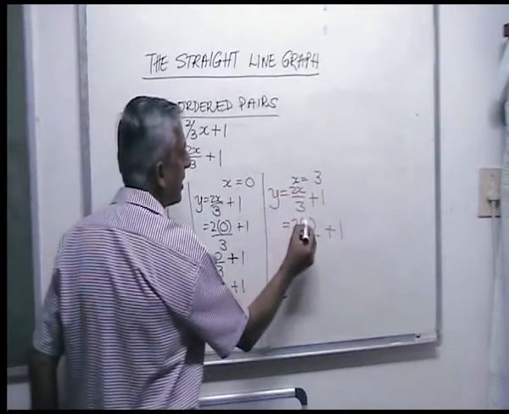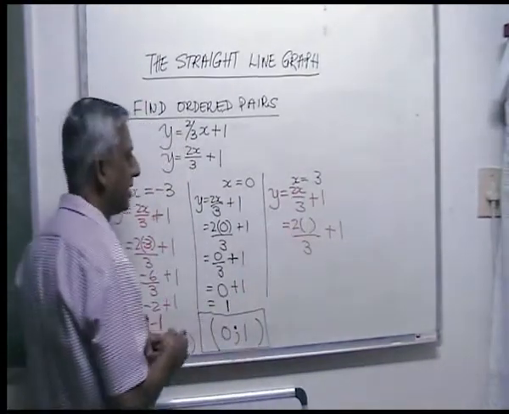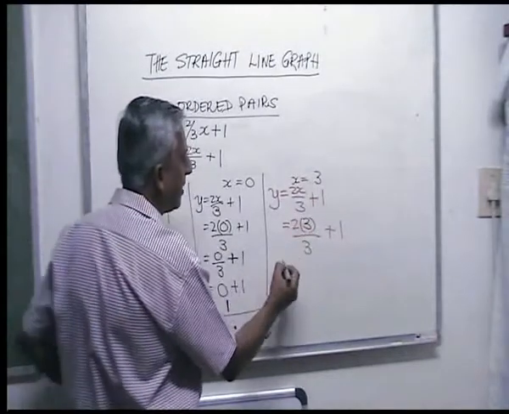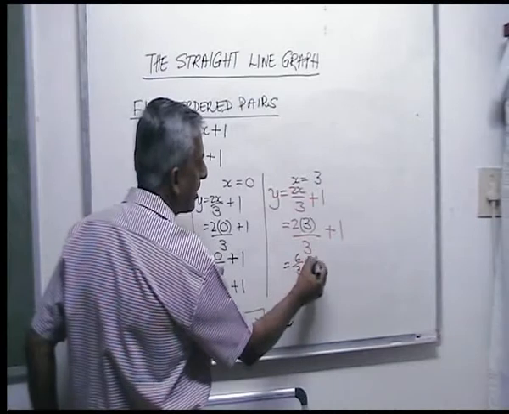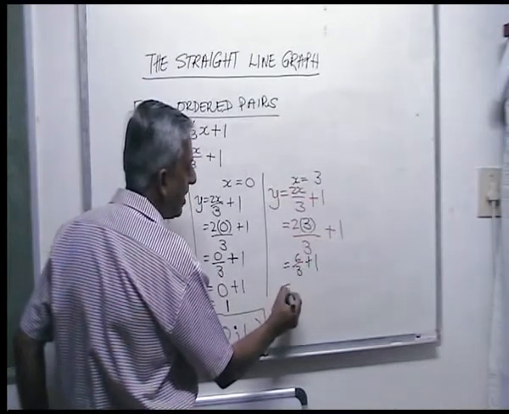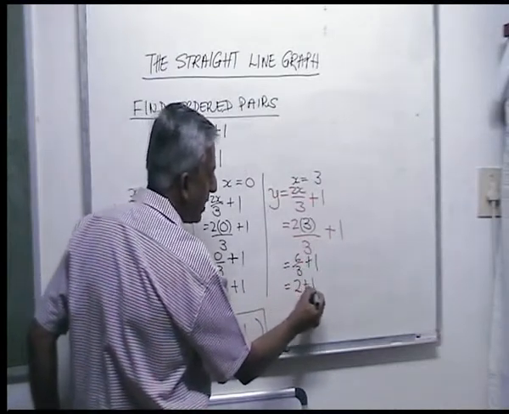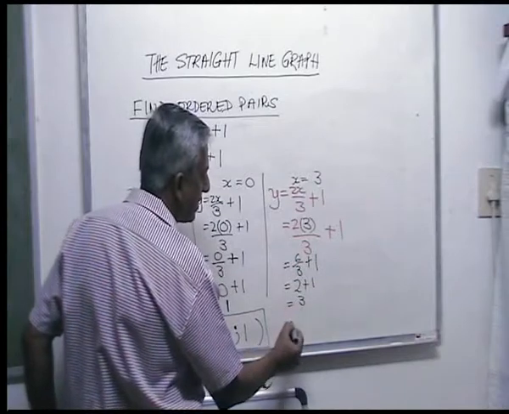Now x is 3, so I'll write the 3 down here. X is 3. There's the 3. Now, 2 3's, 6. 6 over 3 plus 1. 6 divided by 3 is 2. 2 plus 1. And the final answer is 3.